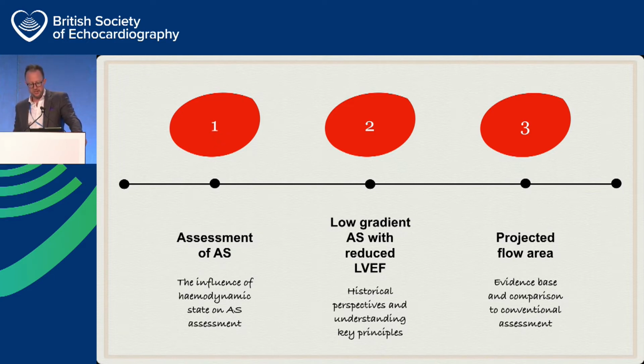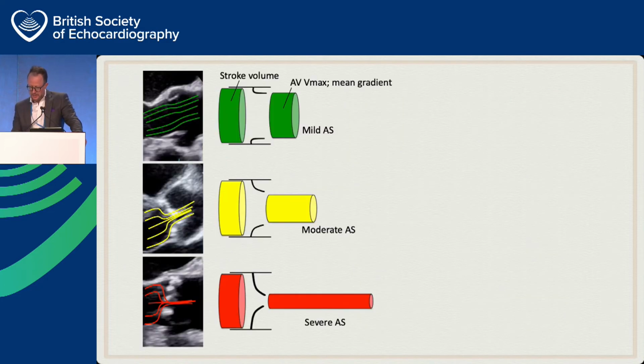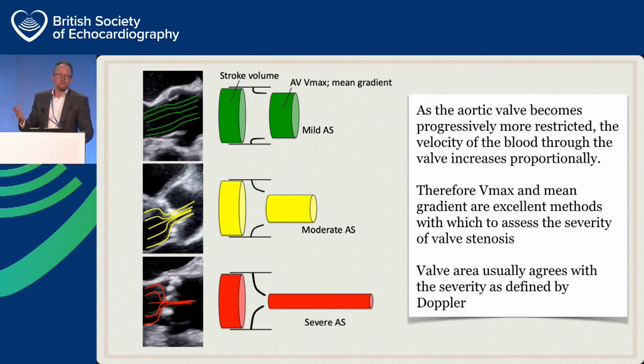Then a little bit onto these sort of nebulous patients with low gradients because they've got a bad ventricle, and then a bit onto the sort of the meat of the talk, which is projected flow area. Okay, so we all do echo here.